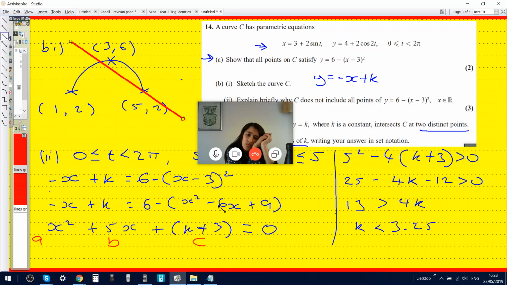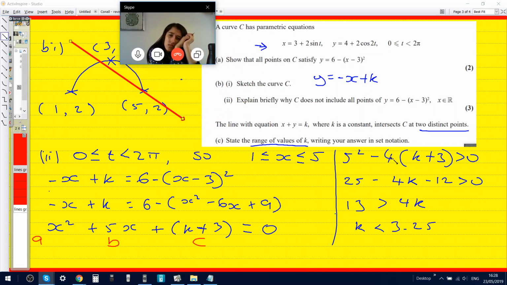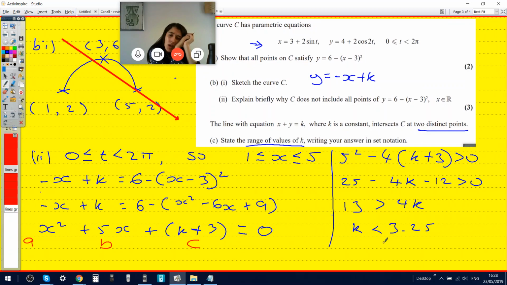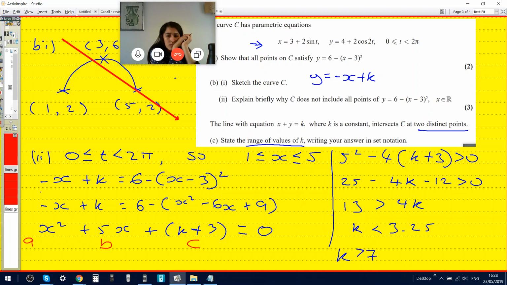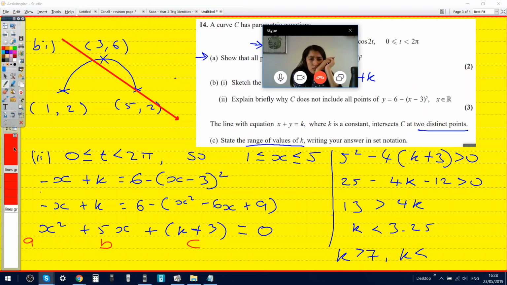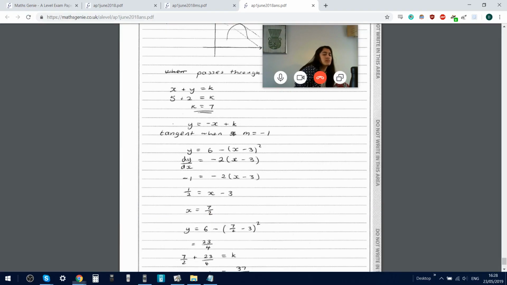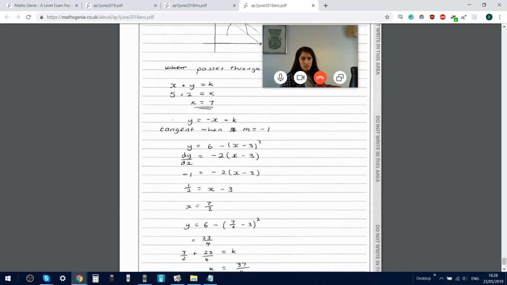And so x is 5, y is 2. X plus y is k. So what is x? 7. Oh, wait, what? Yeah. And so k would have to be greater than 7. And k would have to be less than whatever it is at the top. 3... then that was the other one. M equals minus 1. Tangent, yeah.